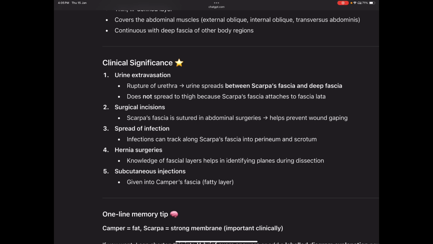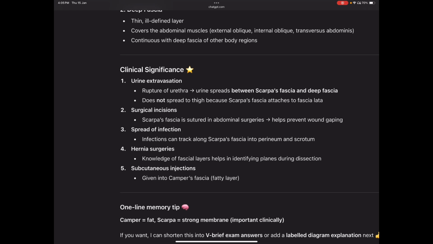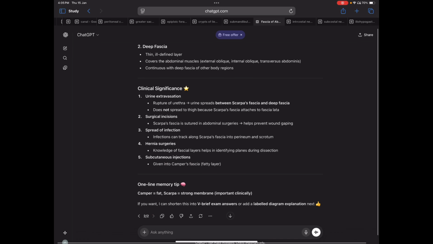And the membranous layer, here they're saying that the attachments of Scarpa's fascia of the abdomen and the Colles fascia of the perineum are such that they prevent the passage of extravasated urine due to rupture of the urethra backwards into the ischiorectal fossa and downwards into the thigh. So backwards into the ischiorectal fossa it won't go, and downwards into the thigh it won't pass, thanks to Scarpa's as well as the Colles fascia and also the fascia lata, right? So this is the clinical.